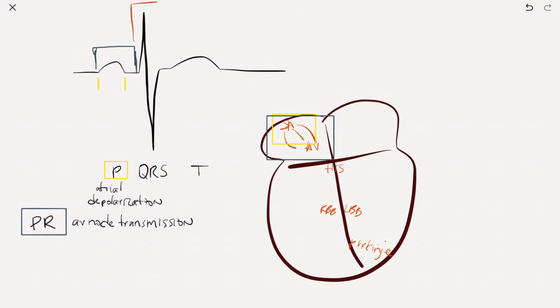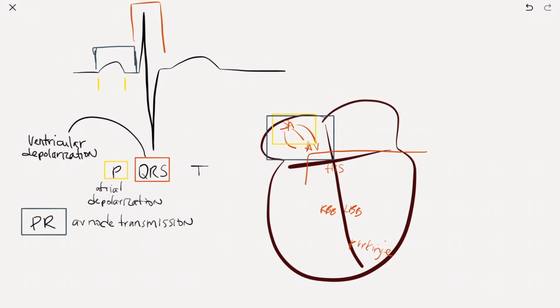Then we see our QRS structure. Our Q wave is the first negative deflection after the P wave and represents depolarization of the septum. Our R wave is the first positive deflection following the P or Q wave. This is depolarization of the ventricles. Our S wave is the negative deflection following the R wave, and this is also depolarization of the ventricles.